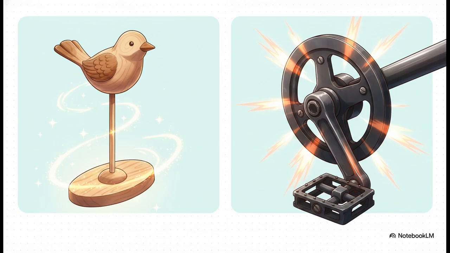A cam is perfect for light tasks with very specific timing. Think of a little toy wooden bird popping its head up and down. But a crank? A crank is tied directly to a rod to push and pull with raw, heavy power. You need a crank for heavy tasks, like handling the immense force pushing the pedals of your bicycle.